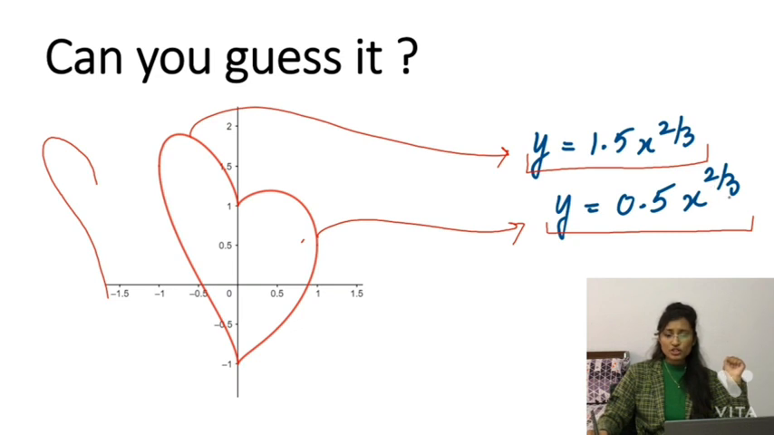I have not changed the concave functions here. You can change the concave functions, that is, you can use 1.5 x raised to power 2 by 3, 0.5 root x, and see what the shape of the heart will be.